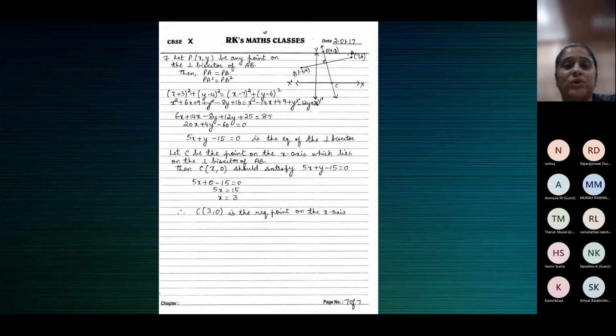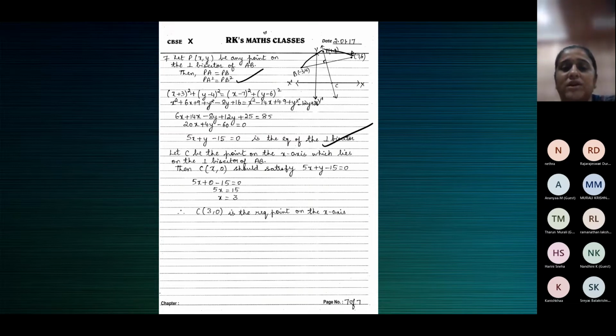So to get the equation of the perpendicular bisector, you have to take a random point on the perpendicular bisector. So I've taken P(x, y). We know that PB is equal to PA, or PB square is equal to PA square. Work that, and that is the equation of the perpendicular bisector.